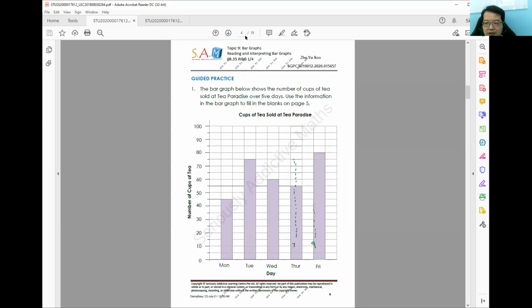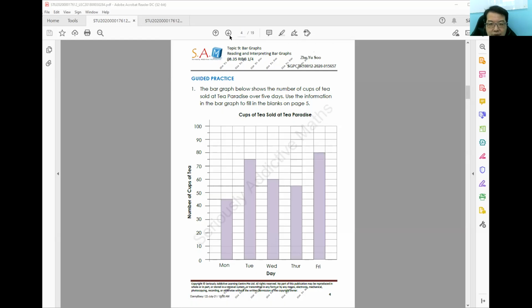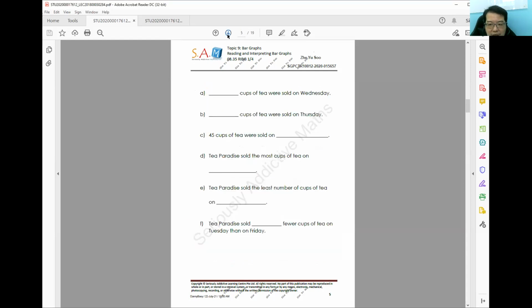Now, for the next question, I would like you all to try doing this on your own. All right, the guided practice. So what you see here is the bar graph below shows the number of cups of tea sold at Tea Paradise over 5 days. Use the information in the bar graph to fill in the blanks on page 5. So you study the bar graph here, and what I want you to do is to write down the answers. Sorry, let me put it back again. And so what you should do is study the bar graph. After that, answer these questions.